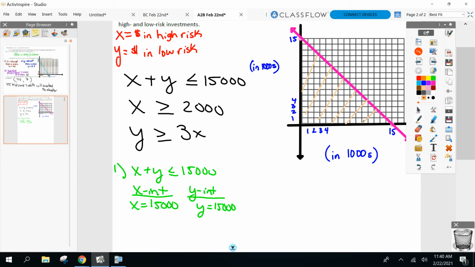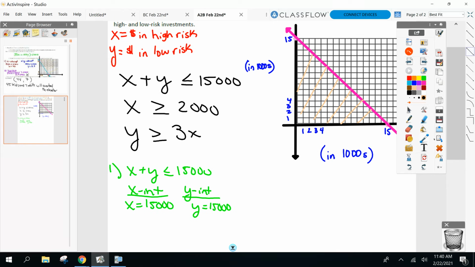Second one. You guys remember what type of line is X by itself? Ooh, X by itself. Vertical, yes. Y by itself is horizontal. In this case, X by itself is a vertical, solid line going through 2,000. So grab your straight edge, get a vertical line, solid one, because it's or equal to, going through 2,000. There it is.